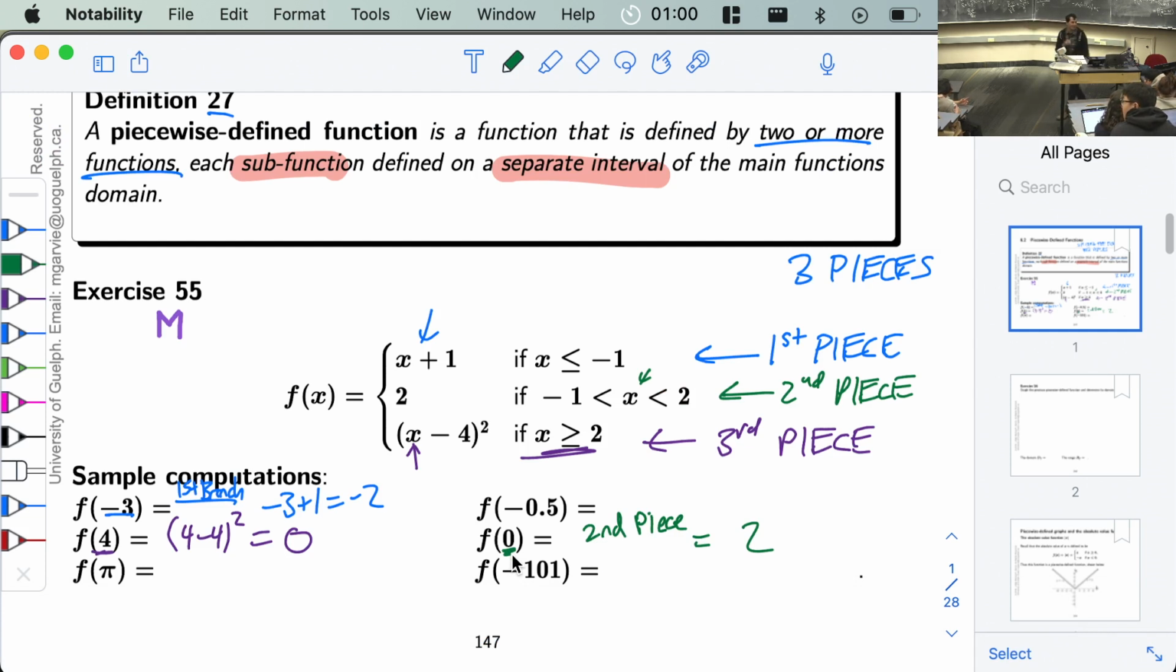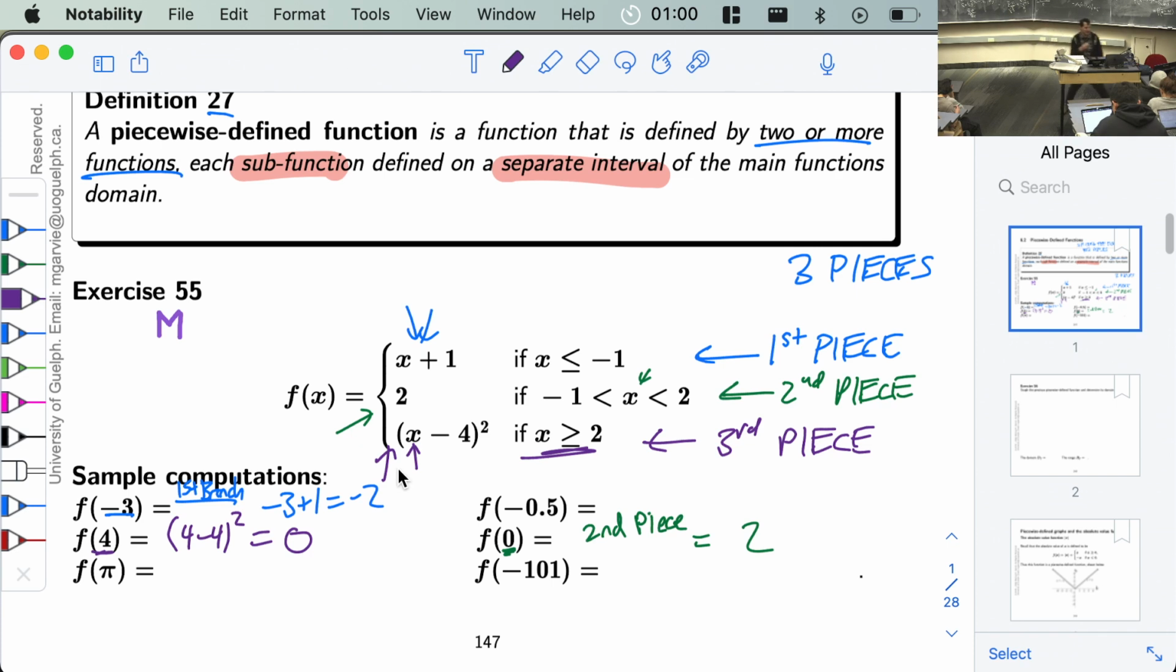Okay, so you got to decide which branch you're using. F of 0, so x equals 0. And when x equals 0, we got to decide, are we in the first piece, the second piece, or the third piece? That's what you have to decide. And 0 is between -1 and 2. So the answer is it's the second piece.